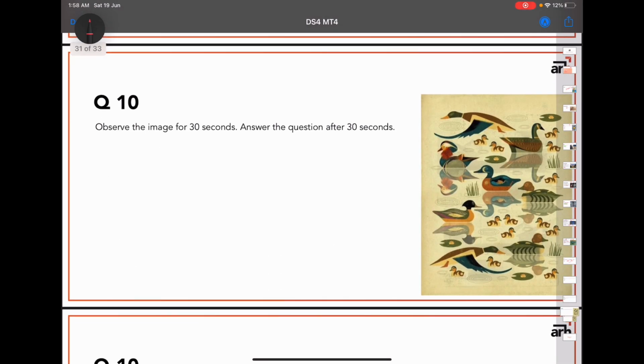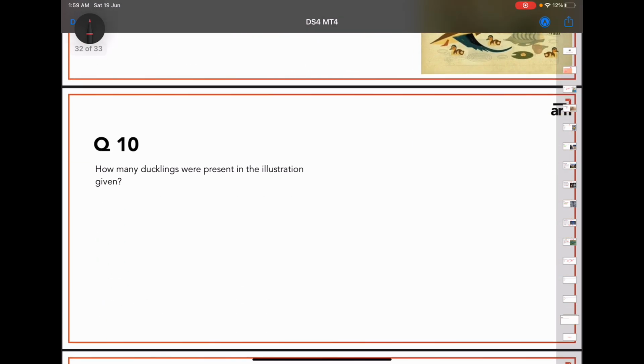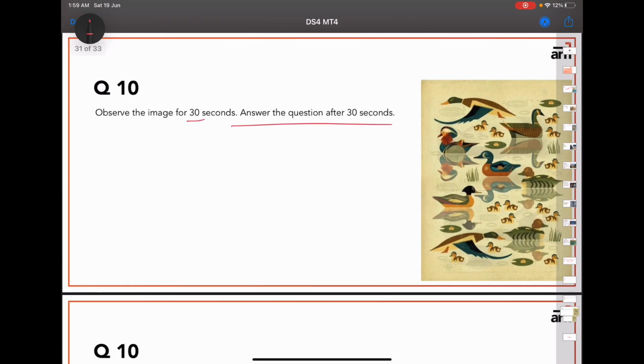And question number 10 is a 30-second question. So you had to observe this image for 30 seconds. So I expect कि तुमने back या pause या ये नहीं किया होगा. You know, be sincere and you observe this image for 30 seconds. And then the question was asked, how many ducklings were present in the illustration? Now you can count the number of ducklings, but this is a question on memory retention.